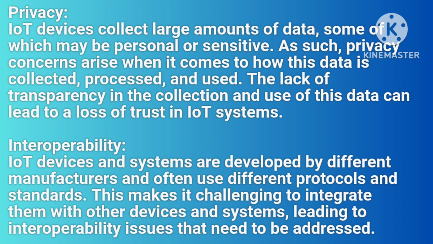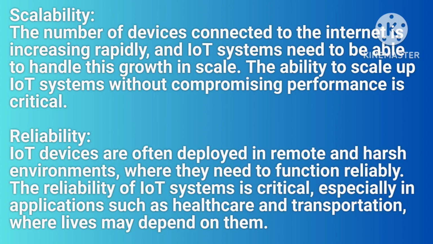Interoperability. IoT devices and systems are developed by different manufacturers and often use different protocols and standards. This makes it challenging to integrate them with other devices and systems, leading to interoperability issues that need to be addressed. Scalability. The number of devices connected to the Internet is increasing rapidly, and IoT systems need to be able to handle this growth in scale. The ability to scale up IoT systems without compromising performance is critical.